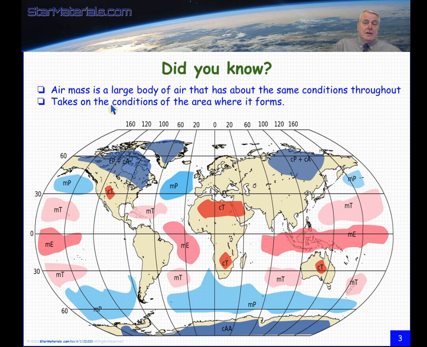An air mass takes on the conditions of the area where it forms. That makes sense. If you're going to have an area over the water, it's going to be holding more moisture than an area over, say, a desert. And most air masses form over polar or tropical regions. So we have the poles, north and south, and then this area around the equator, the tropical area.